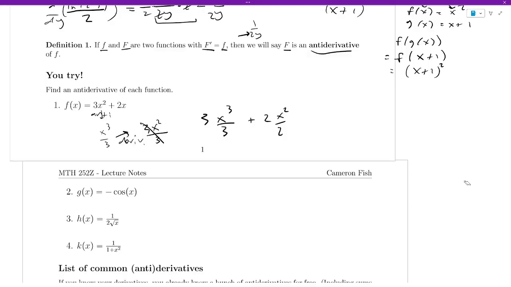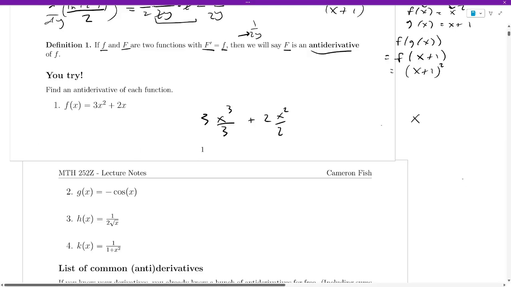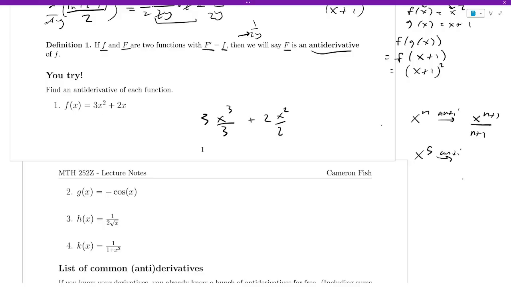So that's a general rule for antiderivatives. If I have, maybe I'll write over here, x to the n, the antiderivative is going to be x to the n plus 1 divided by n plus 1. That's kind of abstract with the n's, but what I mean is if I have x to the 5 and I do the antiderivative, it'll turn into x to the 6. So I just add 1, and then I divide by the new number, 6.